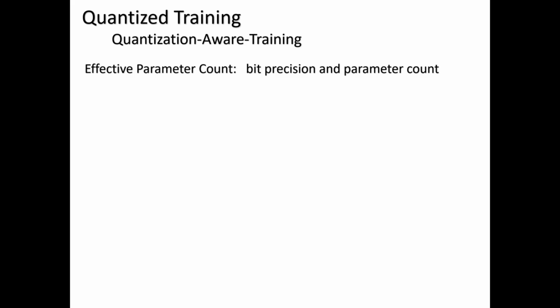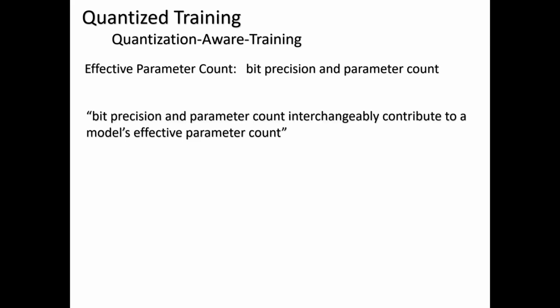Here, we need to understand the concept of effective parameter count. The effective parameter count depends on the bit precision of the parameters and the number of parameters. According to the paper, bit precision and parameter count interchangeably contribute to the model's effective parameter count.